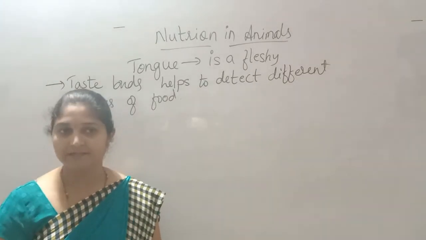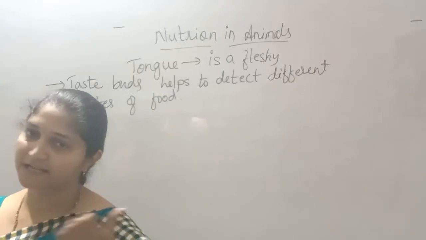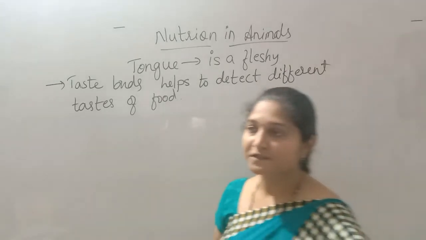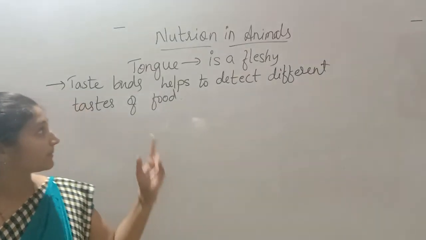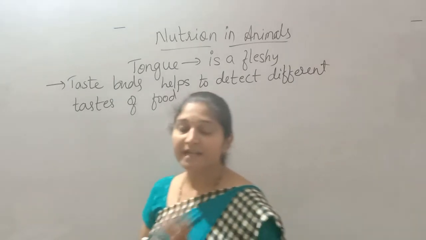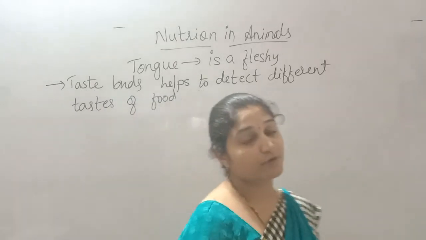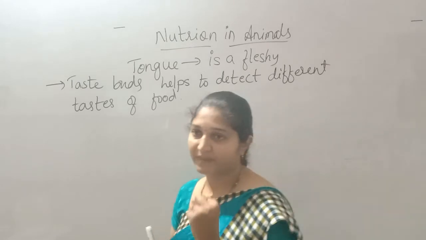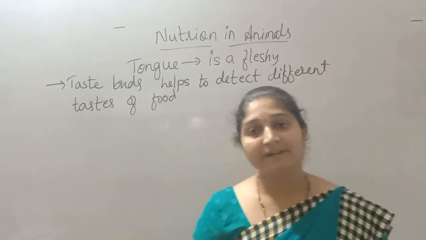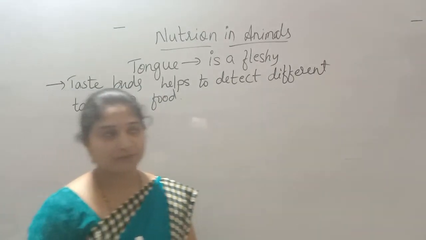It is a muscular organ, and it moves front and back, up and down, as well as left and right. So in all possible directions in our mouth it moves freely, which helps to move the food. With the help of the saliva secreted in our mouth, the tongue mixes the food with saliva when we chew, so that it is easy to divide the complex food into simpler food.